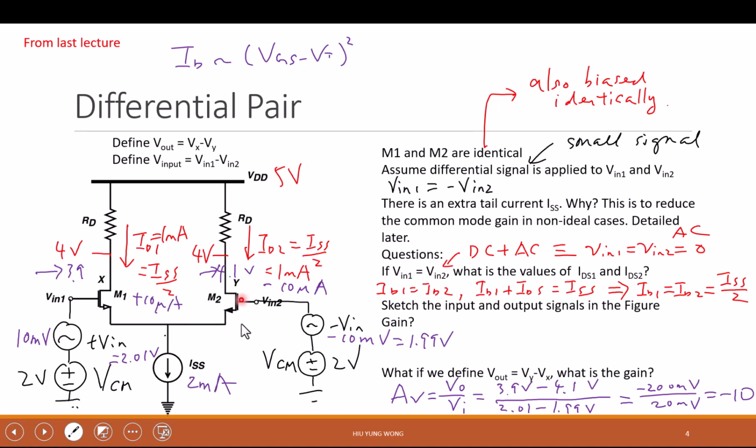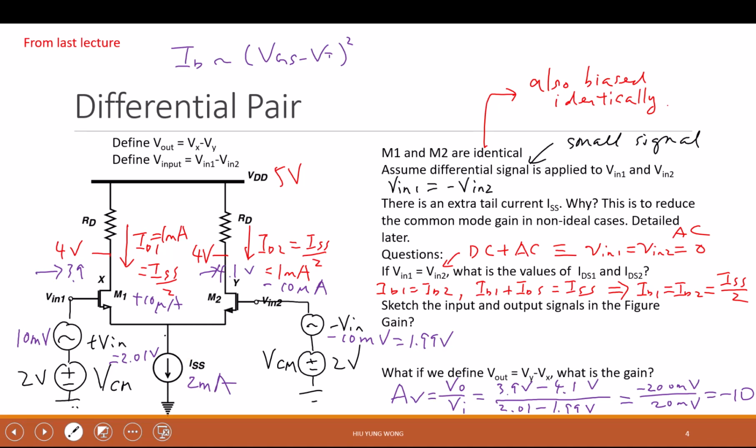So when I bias this, of course they are symmetric. Because they are symmetric, the current going through the left and the right branches has to be the same, and they need to add up to ISS. Because of this, the left current, which is ID1, needs to be ISS divided by 2. The right one needs to be ISS divided by 2 also. So they add up to ISS. Is that okay? So this is the backdrop of the whole game. You need to see this.